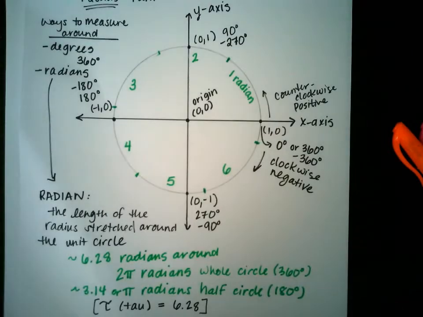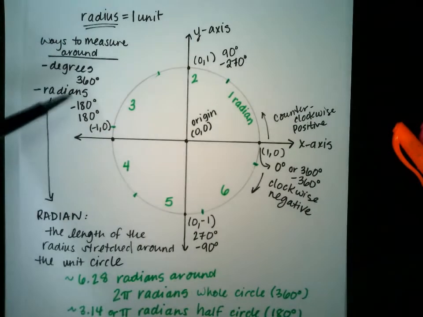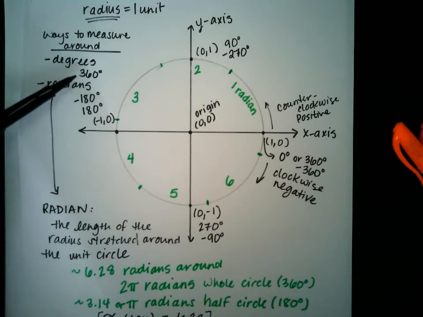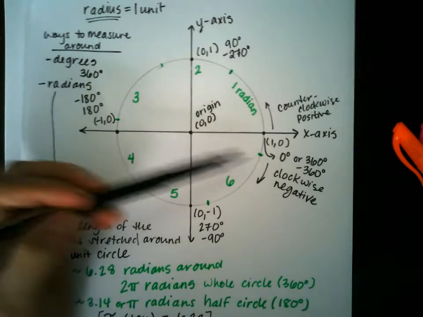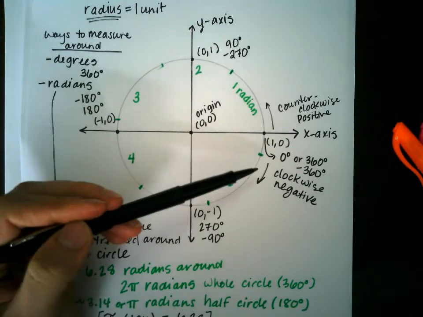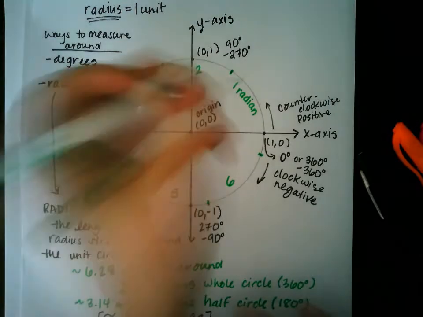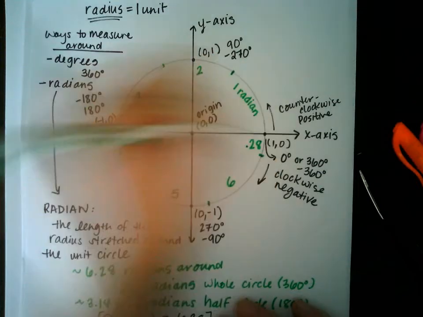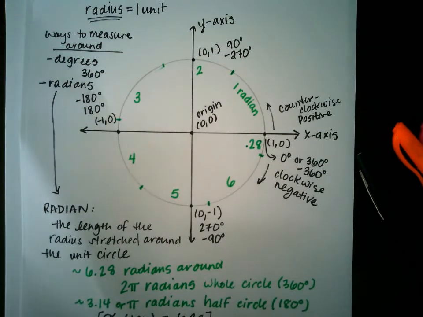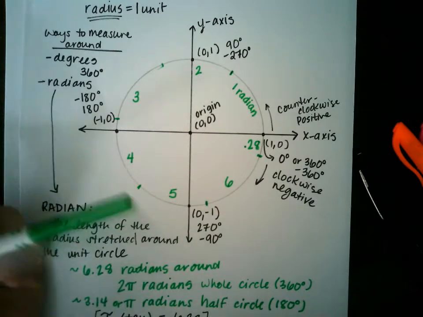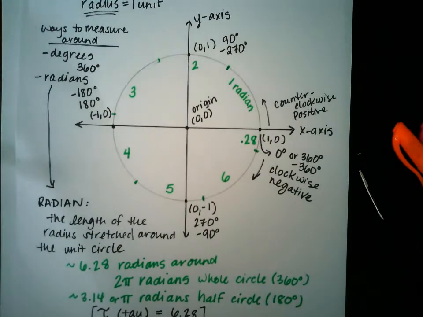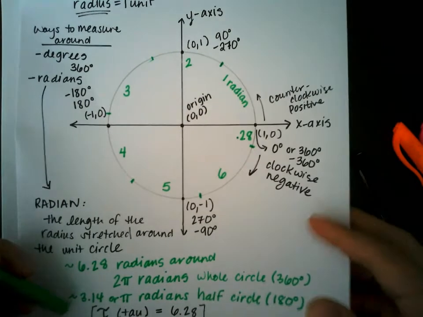All right, so we have talked about measuring around the circle being 360 degrees, and measuring around in radians, which is the radius stretched around the edge, which happens about 6.28 times. And now we're going to talk about how to go back and forth between degrees and radians. To do that, I am going to draw a new circle because we are getting very filled up.